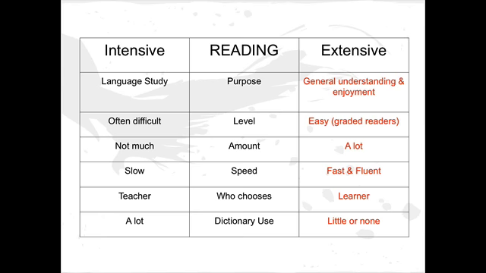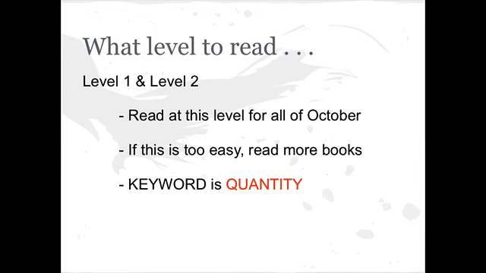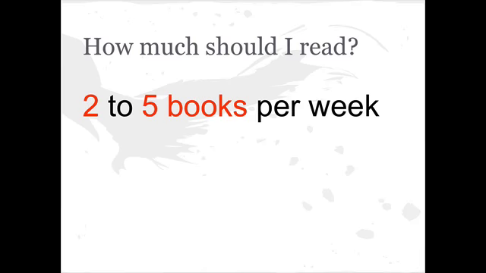Again, for most students, you'll be reading at level 1 or level 2. We recommend that you read at this level for all of October. Again, if this is too easy, just read more books. So the key word is quantity. Please discuss this with your teacher. If you think that you should be reading at a higher level or a lower level, discuss it with your teacher. So, how much should you read? Again, the target is 2 to 5 books per week.